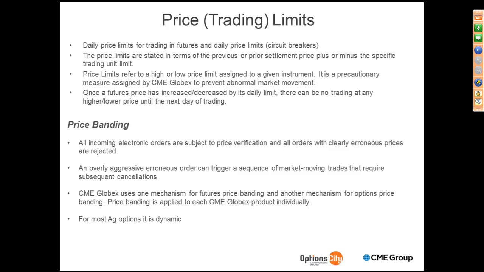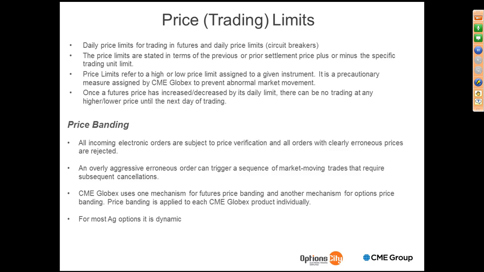Right. Okay, so coming back to the limits, the limit is a precautionary measure which is assigned by Globex to prevent any abnormal market movement, because we don't want our corn price to be extremely high. It is a trouble for producers. It's very difficult for commercials to hedge. So we want to provide some protection, and this is in accordance with the CFTC rules and regulations.